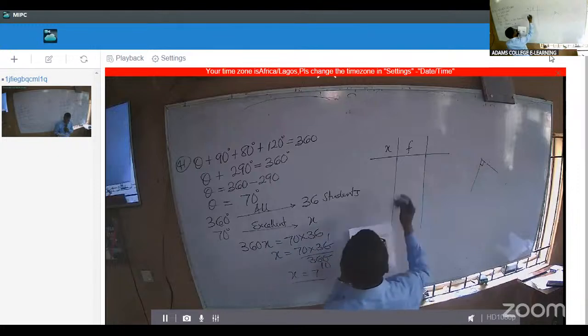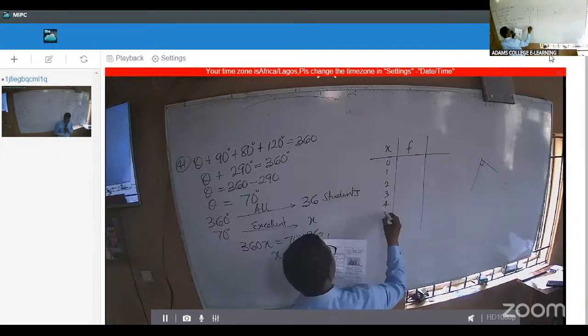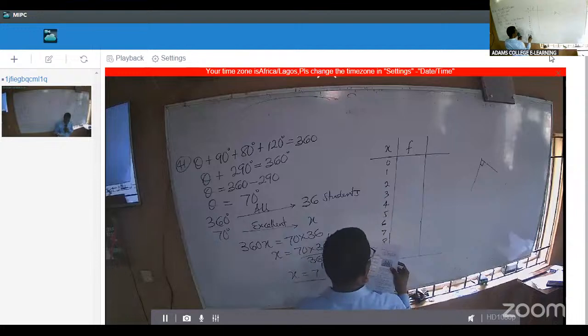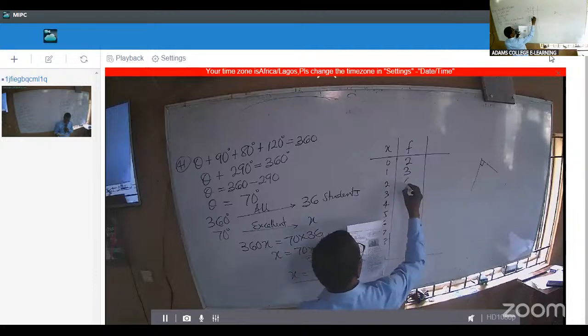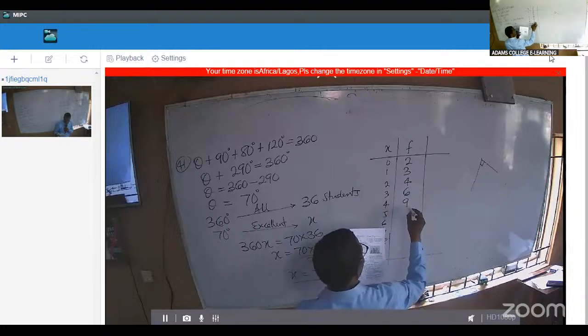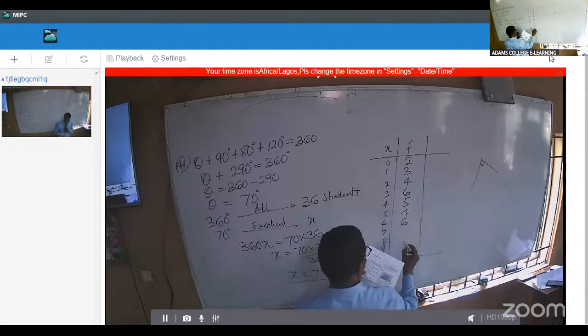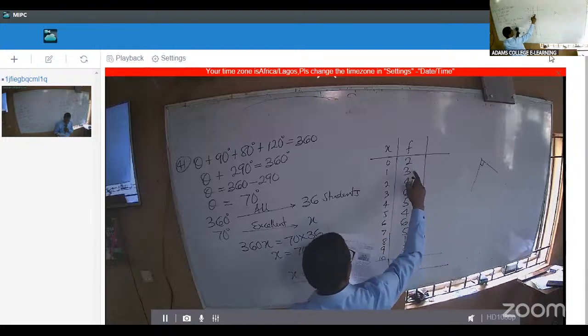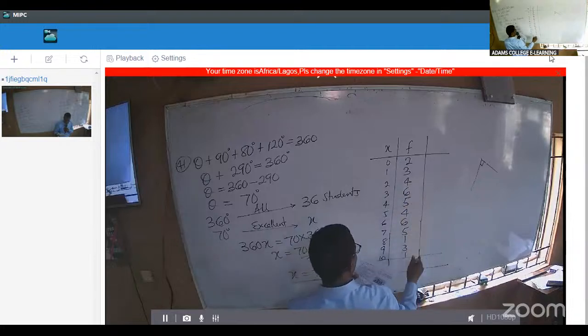Marks 0 to 10: 0, 1, 2, 3, 4, 5, 6, 7, 8, 9, 10. I'm transcribing the question. How many scored 0? 2. How many got 1? How many got 2? 4. How many got 3? How many got 4? How many got 5? How many got 6? How many got 7? How many got 8? How many got 9? How many got 10? How many are there altogether? 5, 15, 20, 30, 35, 40.